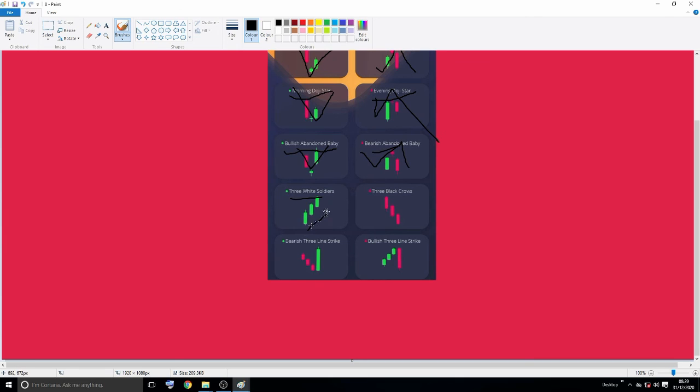Three white soldiers. This shows that the momentum is strong and we can look for buys. And three black crows. The momentum is strong to the downside. We are looking for selling opportunities. And a bearish three line strike, we can expect the market to continue pushing up, and we have a bullish three line strike, and we can expect the market to start pushing down.